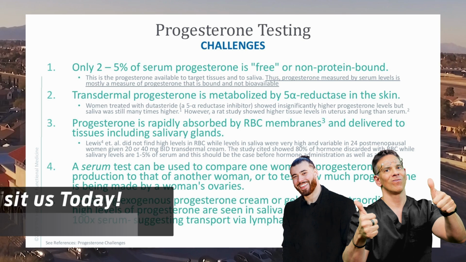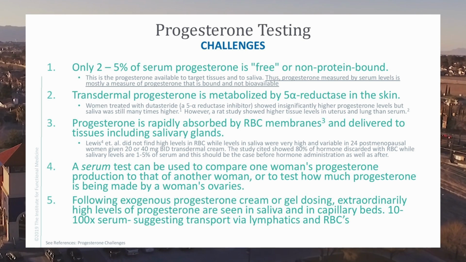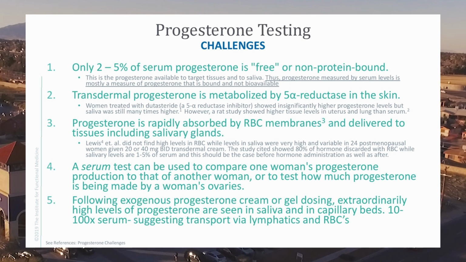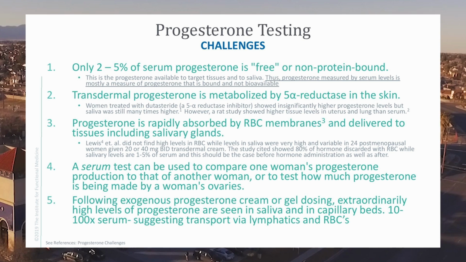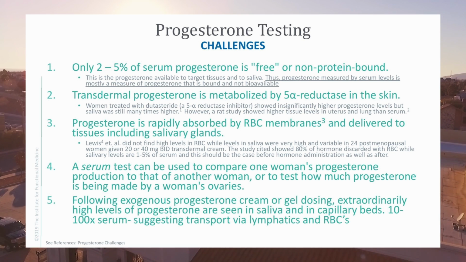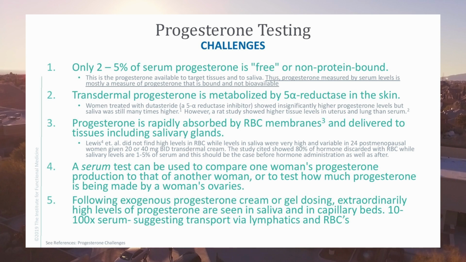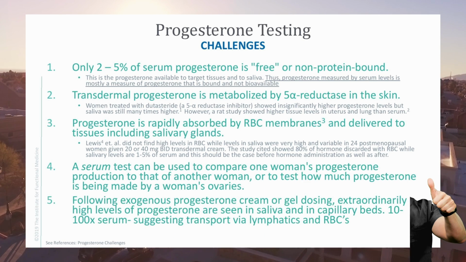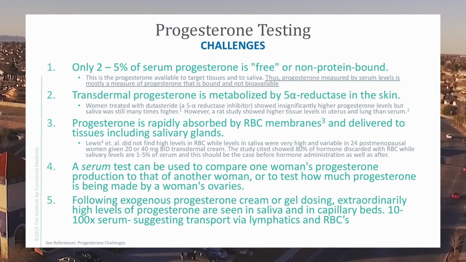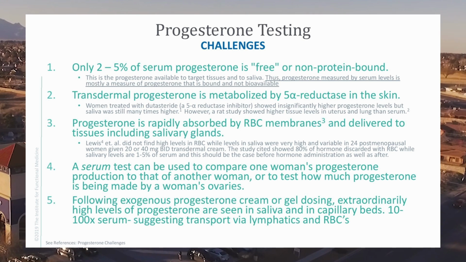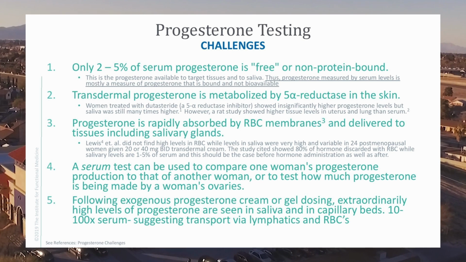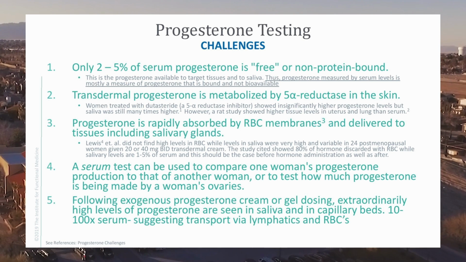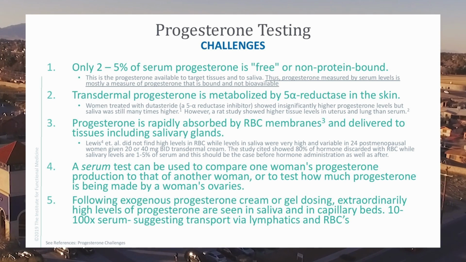The next two comments: there are some hidden slides at the end that actually show you these studies. I'm not going to go into detail about the studies, but what we're trying to get at is that transdermal progesterone is extremely difficult to measure, because you get metabolism by 5-alpha reductase in the skin. It's rapidly absorbed by red blood cell membranes and delivered to the tissue. And really what it comes down to, as I mentioned at the very bottom of the slide, is that after you use exogenous progesterone cream or gel, you get these crazy high levels of progesterone in the saliva and the capillary beds, not really in the serum. So there's not a great way to measure what's actually going on. Trying to follow transdermal progesterone with any kind of testing is really difficult.